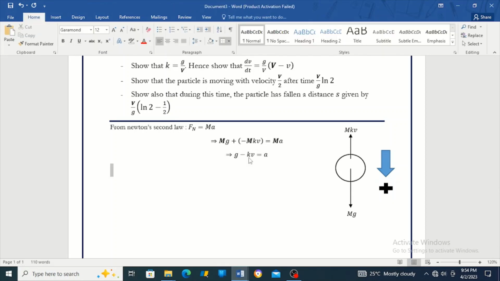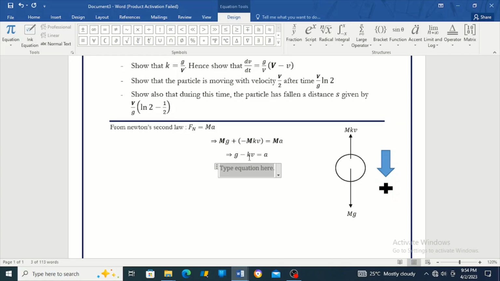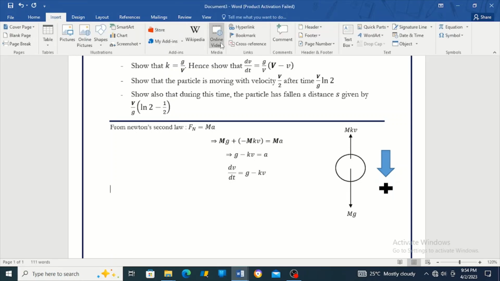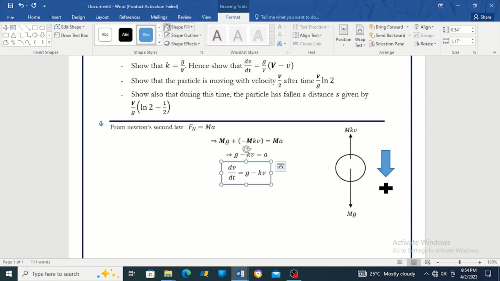Okay, now our a is simply dv by dt, so dv by dt is equal to g minus kv. So this is the equation of motion of our particle. Let us put it in a box.